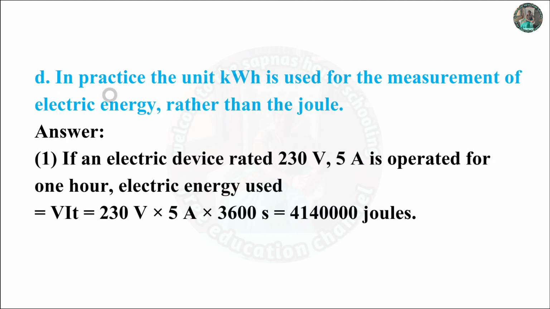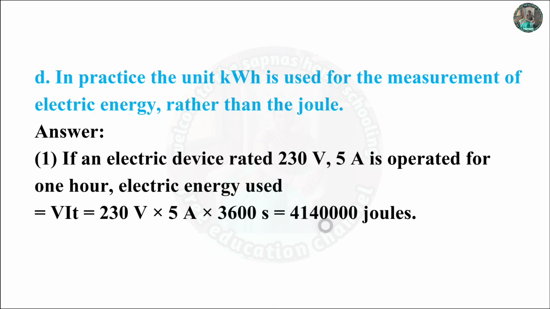In practice, the unit kilowatt hour is used for the measurement of electric energy rather than the joule. If an electric device rated 230 volt, 5 ampere is operated for 1 hour, the electric energy used is equal to 230 volt into 5 ampere into 3600 seconds. So how much is that?